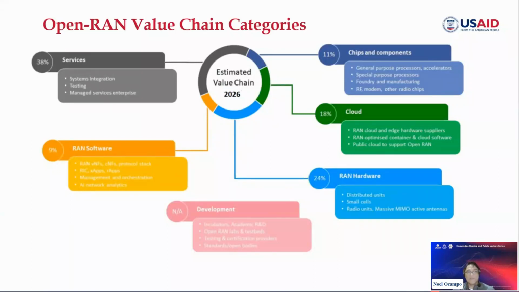So 38% for the system integration, that would be services. 11% would go to chips and components. 18% would go to cloud. And 24% would go to RAN hardware. And 9% will go to the RAN software. So what I'm about to discuss today is mostly on software. For the 6th category, development, we really don't have yet any valuable data on how much money will be spent in the next coming years.